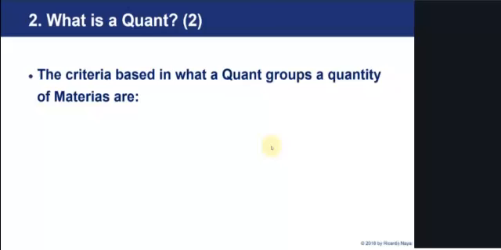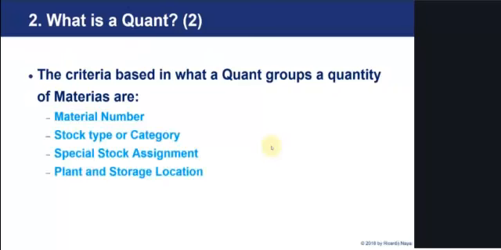So the criteria based on which the quant groups a quantity of material are the material number, of course, as we cannot have different material numbers in the same quant, the stock type or category, the special stock assignment, the plant and storage location, and the batch number as we have already seen.